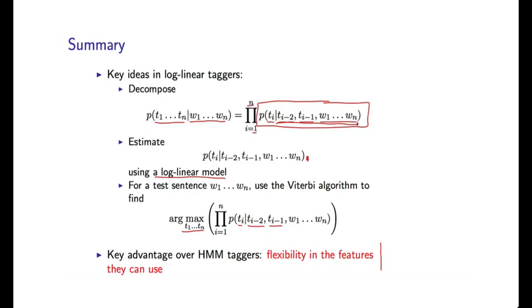And this really is a key reason for preferring log linear taggers over hidden Markov models. The downside, of course, is that they're slightly more complicated in terms of estimation. The parameter estimation method for log linear taggers can be a little bit more complex and can be a little bit more computationally expensive, but in general it's worth the extra effort.